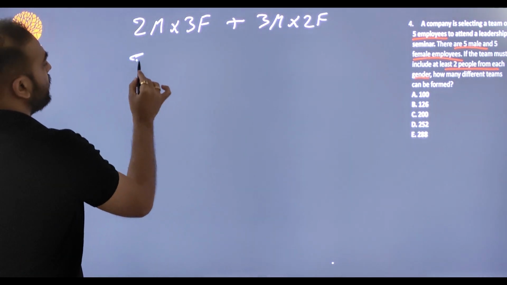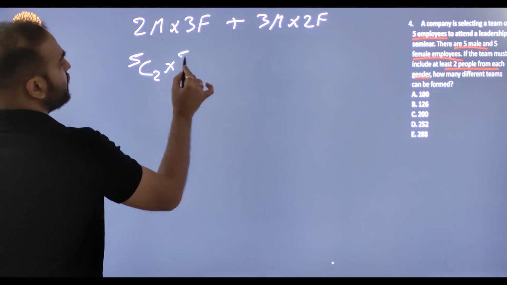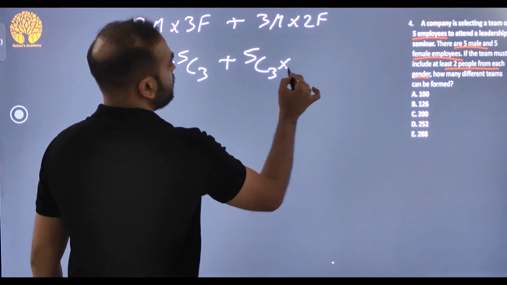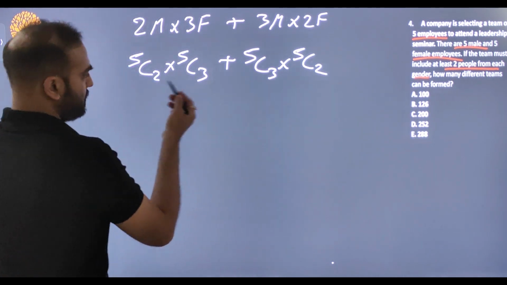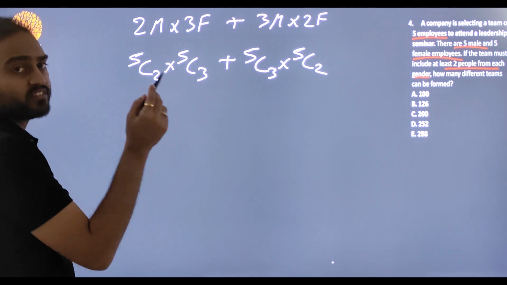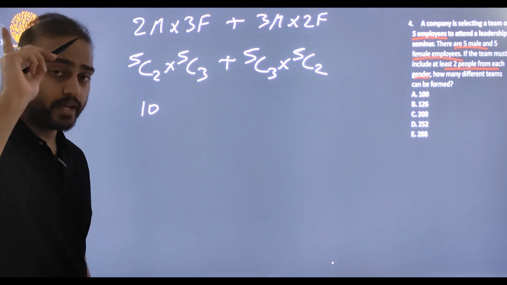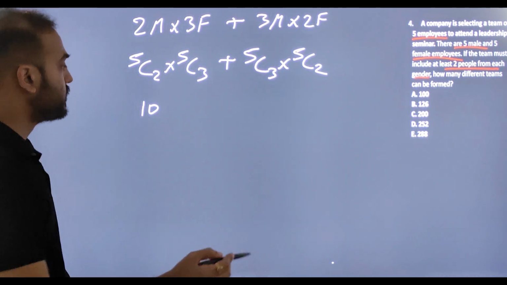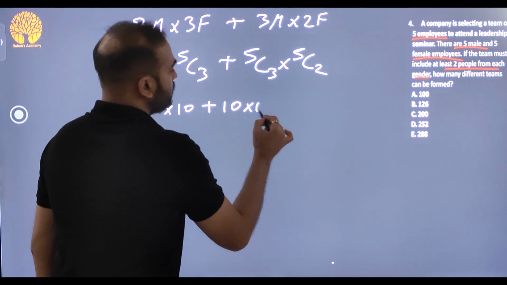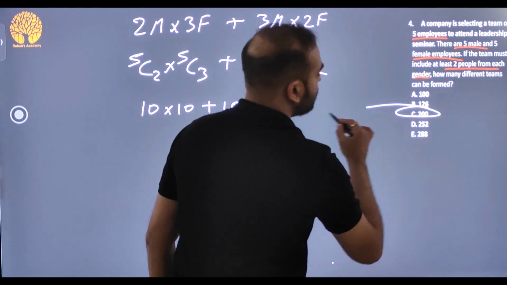For males, I have out of 5, 2, for females out of 5, 3, plus the same again. 5C2 is 10, and 5C3 and 5C2 will be the same. Remember the calculation trick, nCr is nC(n minus r). So no need to solve, you can directly write this as 10. Right, the answer becomes 200.